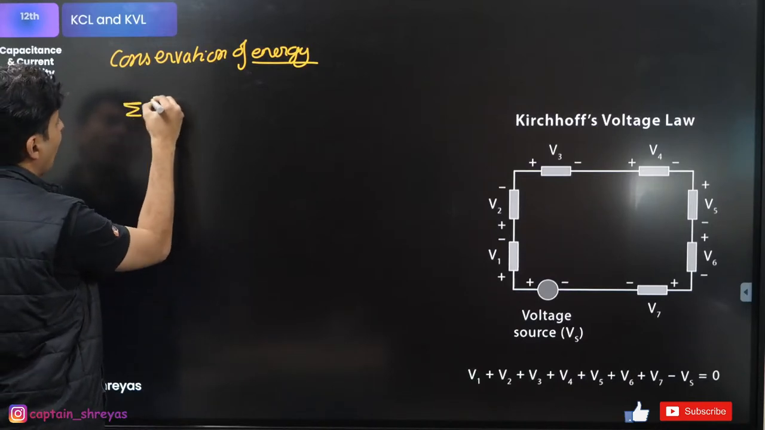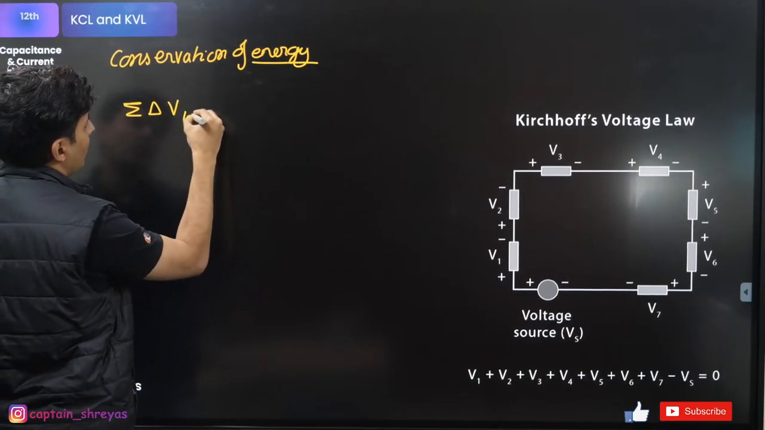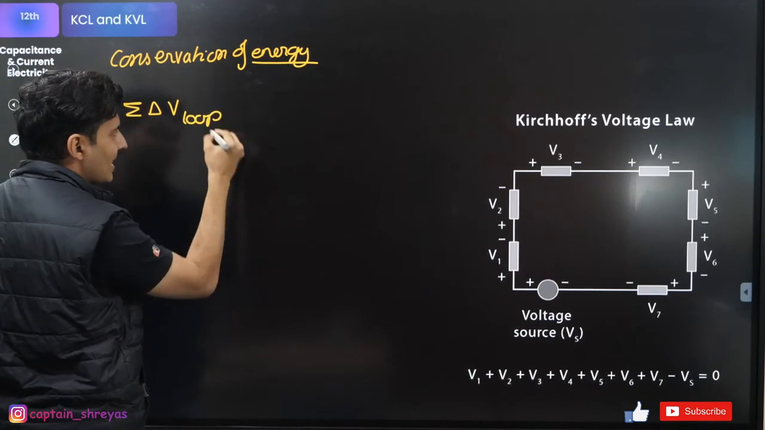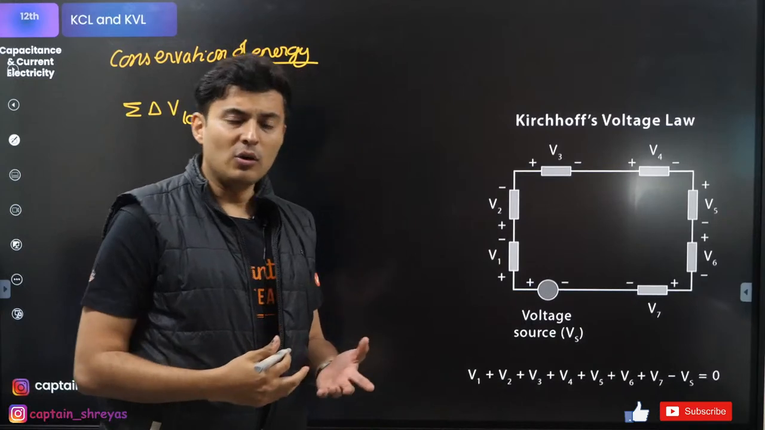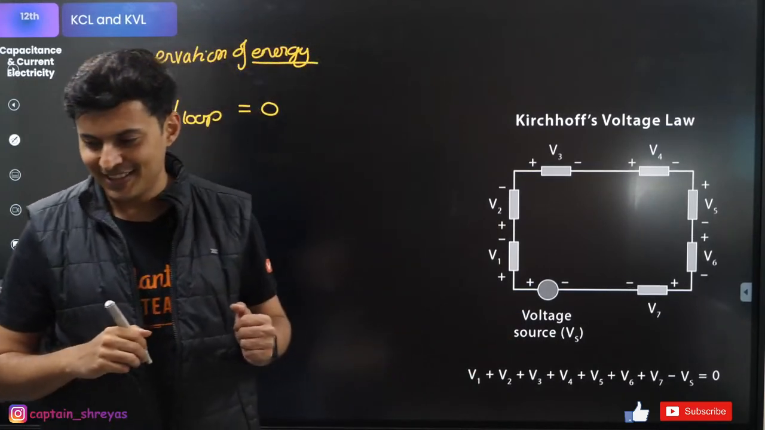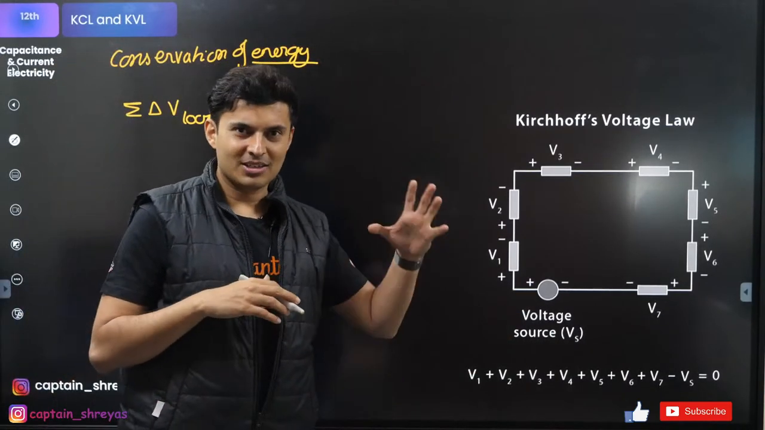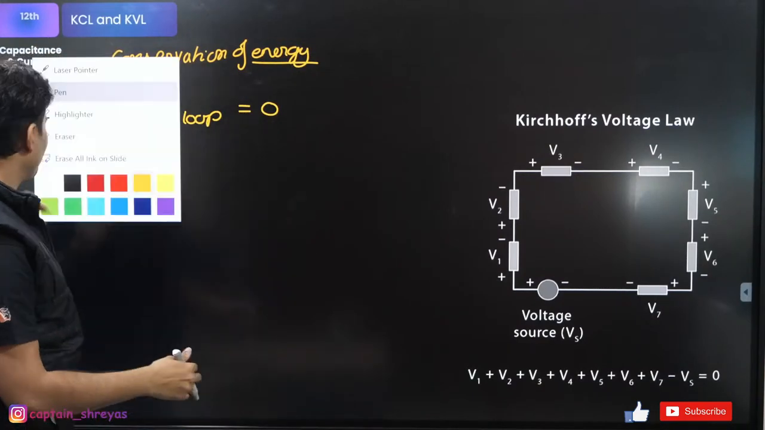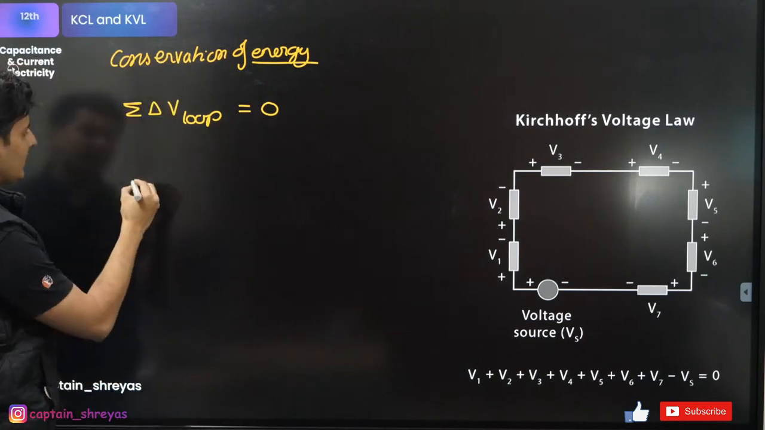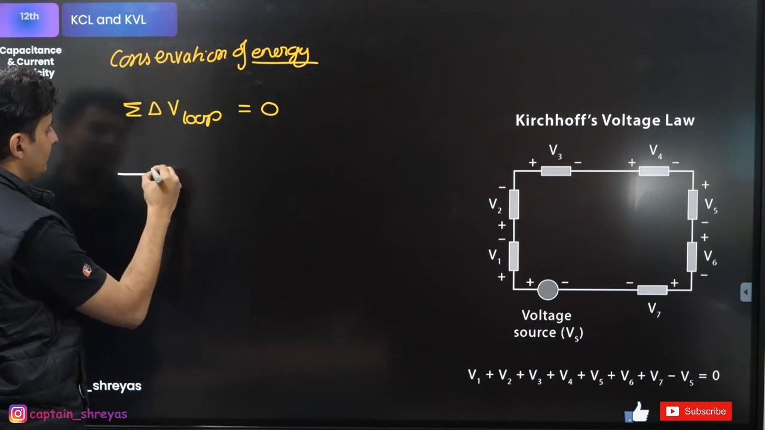The sum of all the voltage differences across a loop, basically the same point, is going to be 0. Now, how do you know which is plus, which is minus? Which is an increase, which is a decrease? It's simple. Observe this carefully. First, let me just take a cell.